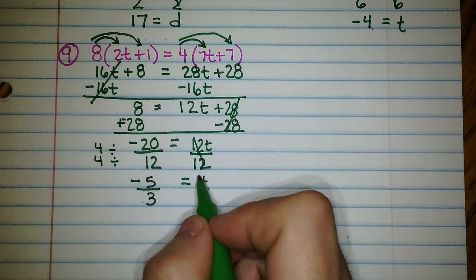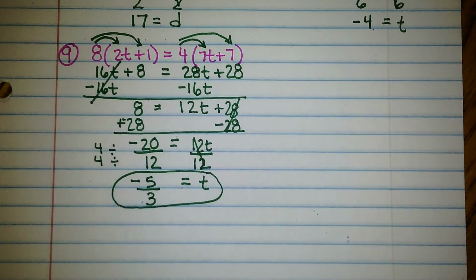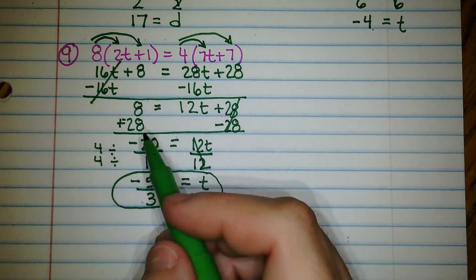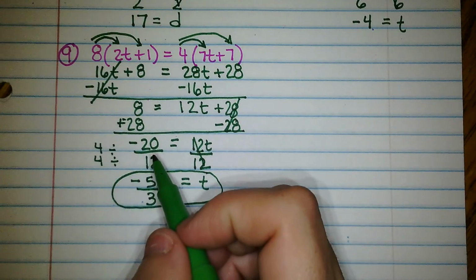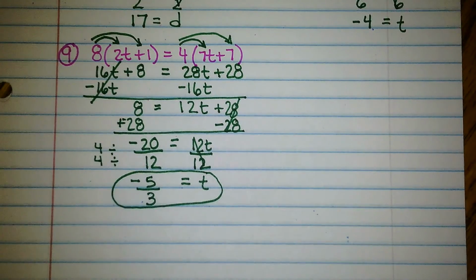So your final answer for number 9 is negative 5/3. We don't use calculators here. And if we do, we don't talk about it. But you're certainly not going to come out with a decimal for this. You're going to put all your answers in simplest fraction form. So this is why we divided top and bottom by 4 to give us our final answer.